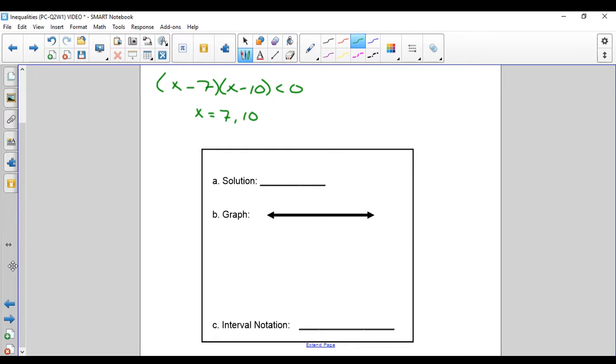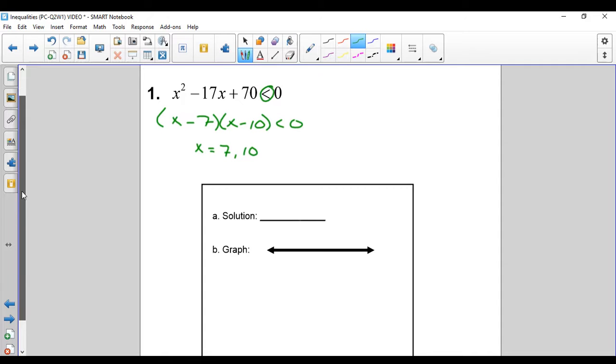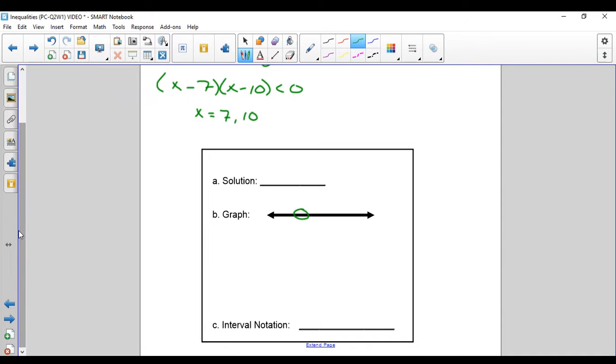So it's going to be open circles on both these values because it's just less than. So I got 7, I got 10 on each of those. Just make sure you put them in order on the number line, then you're good to go. Now, I'm going to set up a little table here. I need to figure out what my signs are going to be like when I plug in certain numbers.